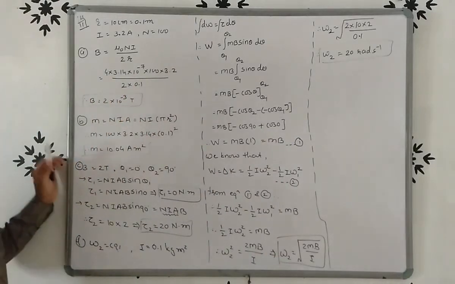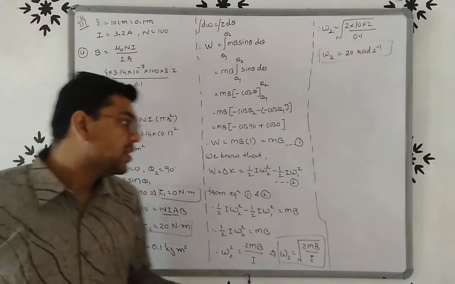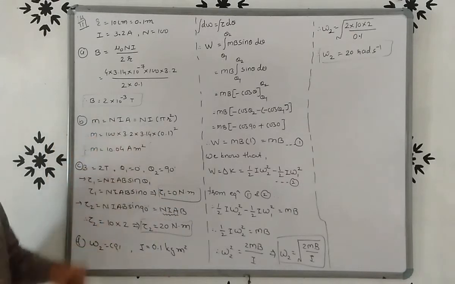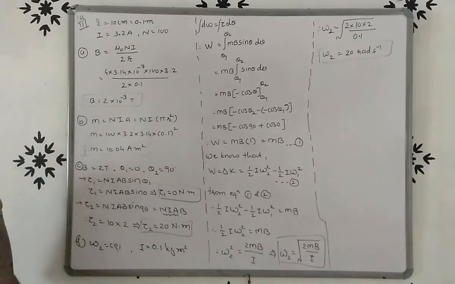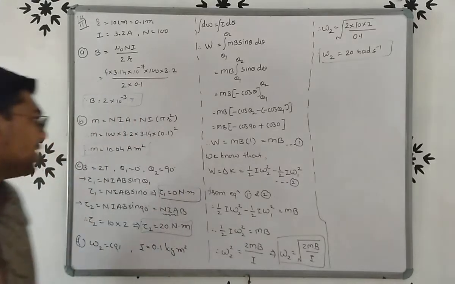Now to find the magnetic moment, we know that M is equal to N i A. So the value of N is 100, i is 3.2. The area of the circular coil is given, so area is pi r square. So we get the magnetic moment 10 ampere meter square.